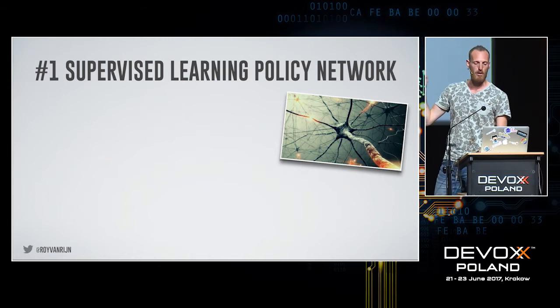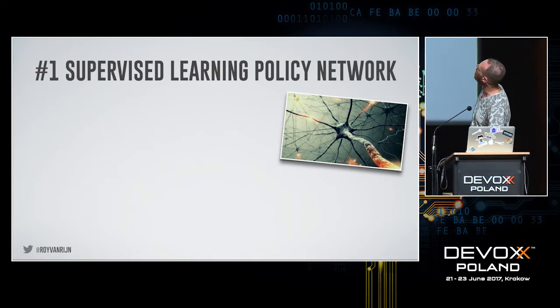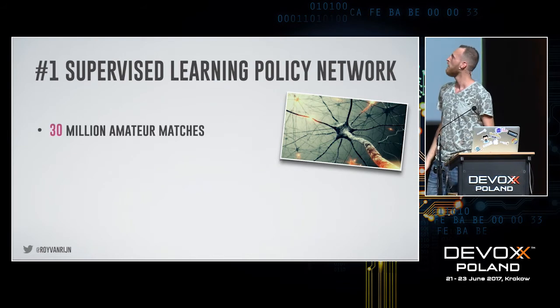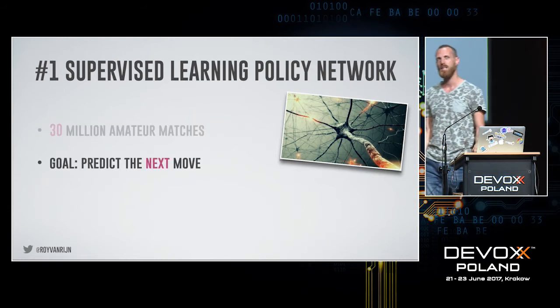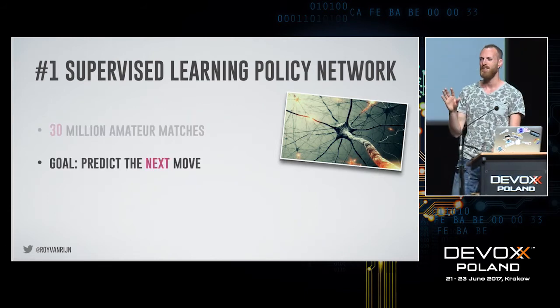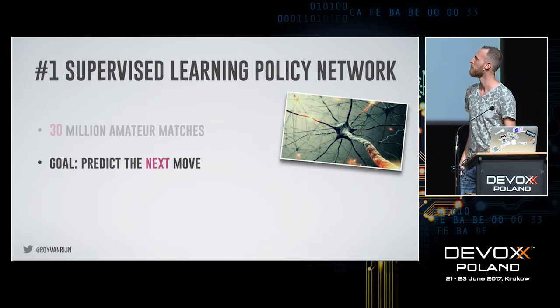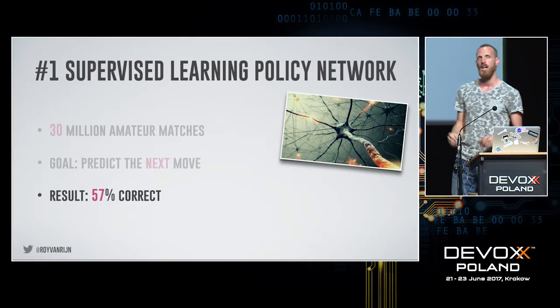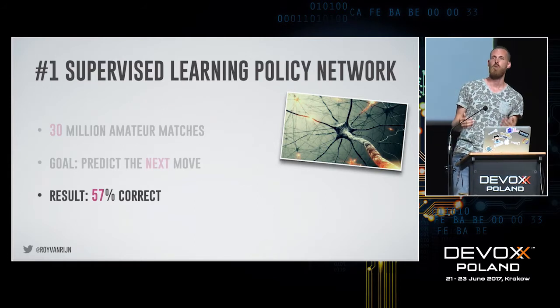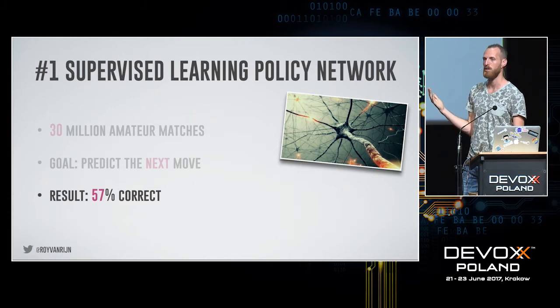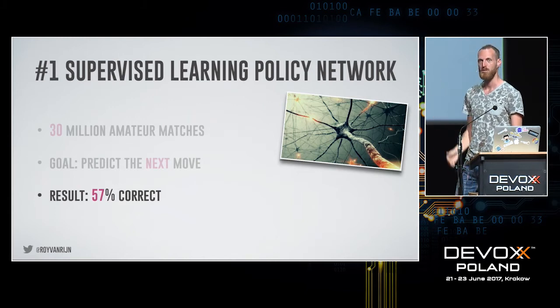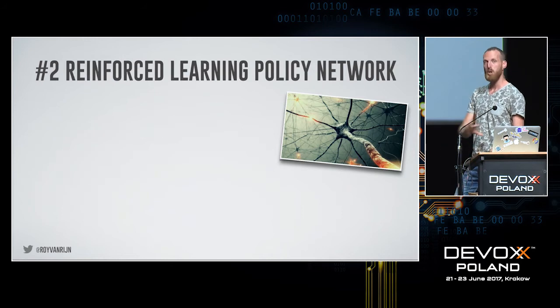They made a couple of neural networks. This is the first one. It's a supervised learning policy network. Fancy name. But what did they do? They took 30 million amateur matches, and they gave the neural network a goal. Predict which move is going to be played next. And the network got better and better, and it was correct in 57% of the cases. Doesn't sound that good, but it actually is. Because most of the time, more than 50% of the time, it will predict the next move the amateur will play.